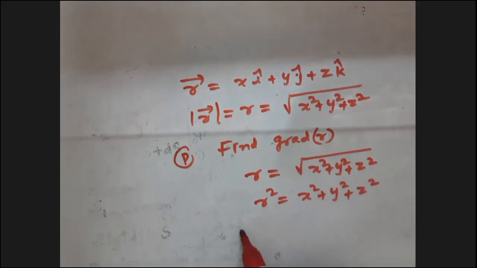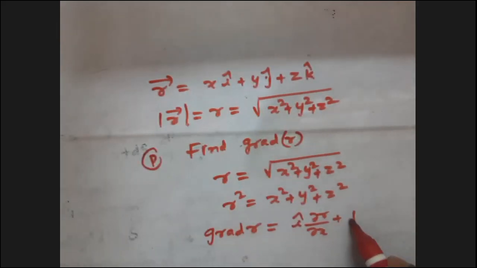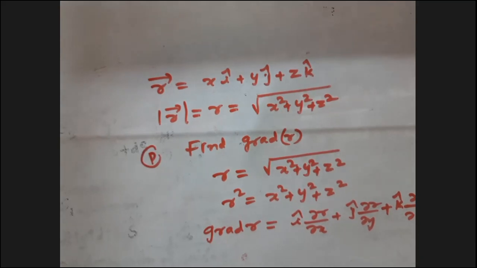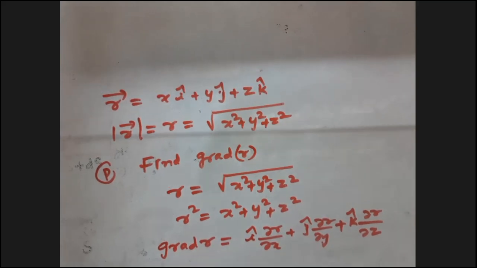Okay. Now take a grad of r, that equal to, according to our formula, let us write I cap dou r by dou x plus j cap dou r by dou y plus k cap dou r by dou z. ఫస్ట్ ఒక్కొక్క టర్మ్ సింప్లిఫై చేద్దాం. ఫస్ట్ డో ఆర్ బై డో ఎక్స్ ని సింప్లిఫై చేస్తే సిమిలర్లీ యూ కెన్ రైట్ డో ఆర్ బై డో వై, డో ఆర్ బై డో జెడ్. Substituting those values in this expression, you will get the final answer.